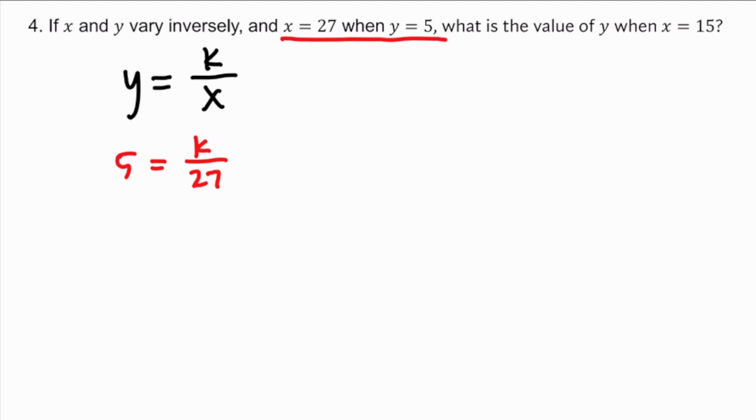And let's see, 27 times 5, well, that'd be 100, plus 7 times 5 would be 135. How do I feel about that?